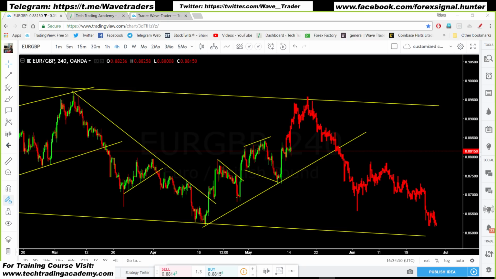again, follow me on Twitter or on Telegram or on TradingView. I will update this chart. If price gets down and tests that bottom, we'll update the chart. There will still be a buy opportunity at this area if it goes down for that wave.